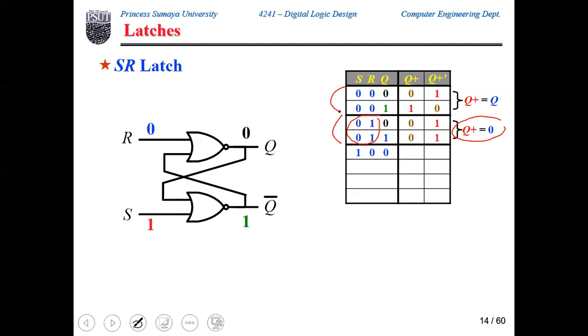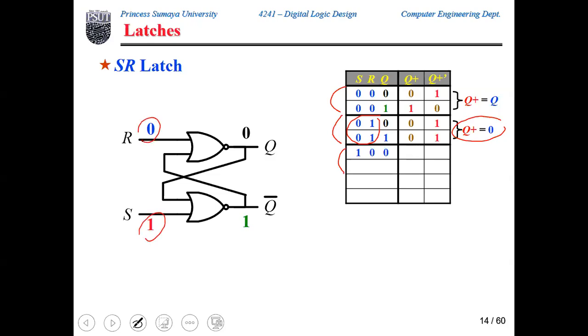Any question? It is kind of confusing at the beginning, but it is not that difficult to go through. Try to analyze these circuits for different input combinations and different initial stored values, which is Q, to figure out what is the effect of the input values on the stored value.